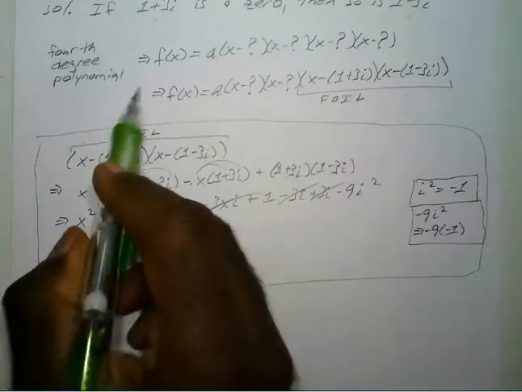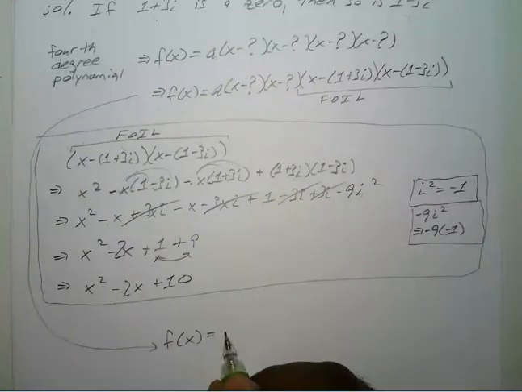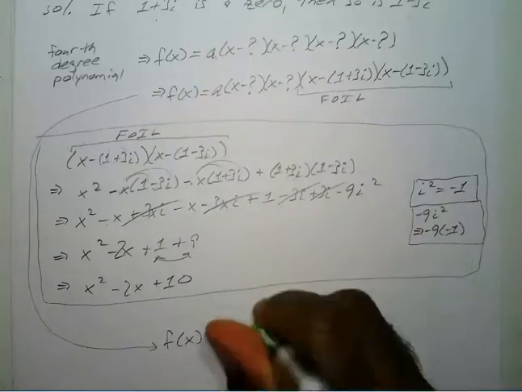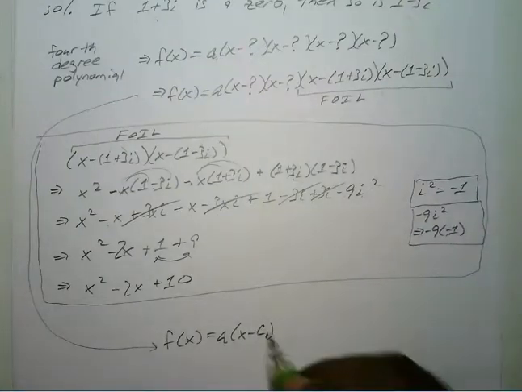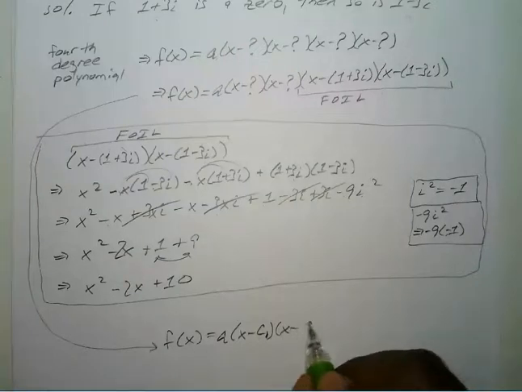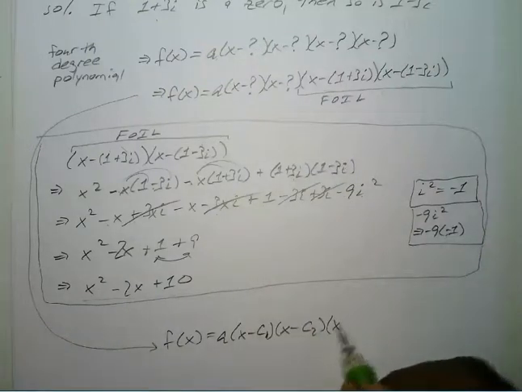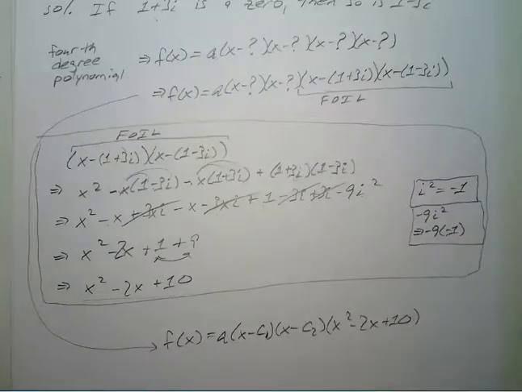Okay, so that means going from here to here, f of x is equal to a times x minus something. Well, instead of something, we'll say some constant. We'll call it C1. And we'll say x minus some constant we'll call C2. And these two, we simplify to this. So that's x squared minus 2x plus 10. Okay, so we're part of the way there.